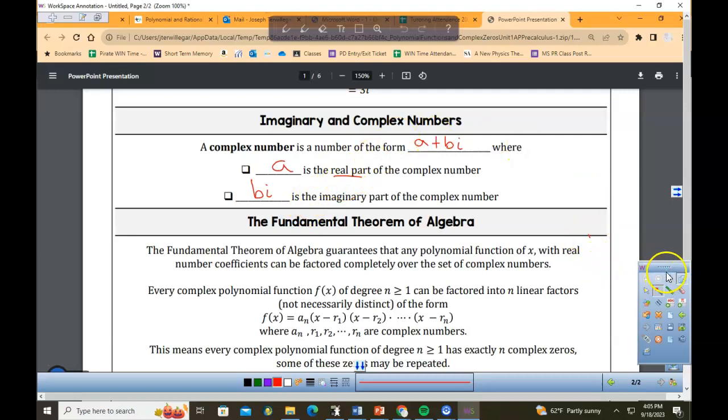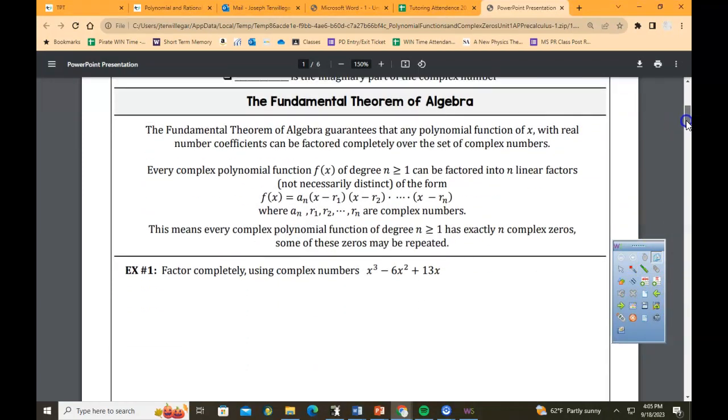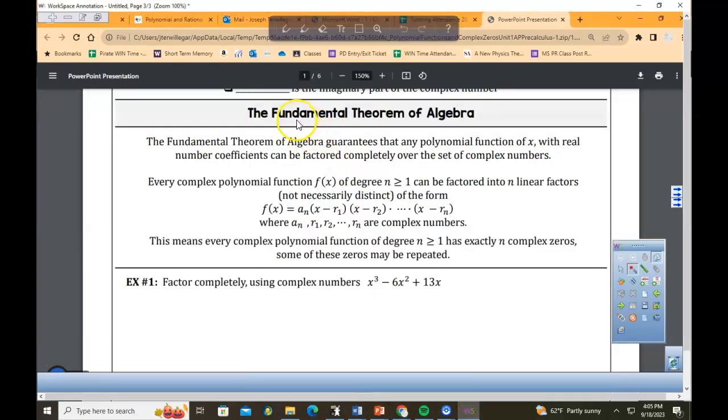So, let's talk about the fundamental theorem of algebra. We're going to put the fun back into it, or the mental. We'll find out. Are we going to put in the mental? Or are we going to put in the fun?